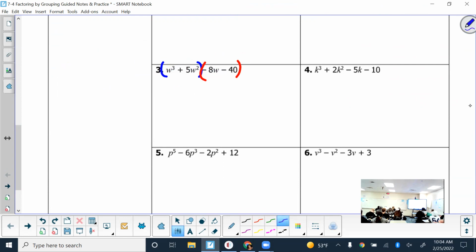What's the GCF between the blue group? Just 1 W? W squared, good. So what's W cubed divided by W squared? And what's 5W squared divided by W squared? Good, it's positive, so put plus 5. Now in the red group, what's our GCF?